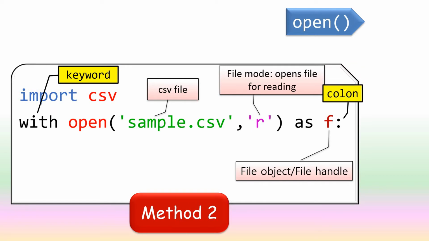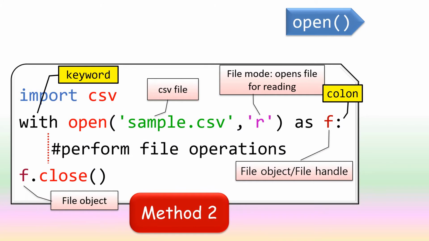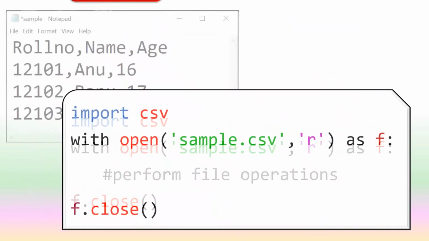And in Python, whenever you place a colon, the statements inside the block are to be indented. So indent and write the statements to perform the file operations. And finally close the file by writing f.close() in the outer indent. And in f.close(), f is the file object. Okay, let us see an example.